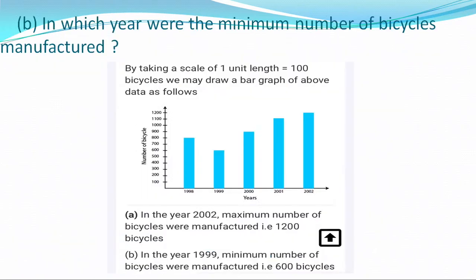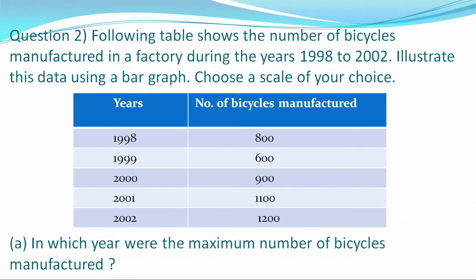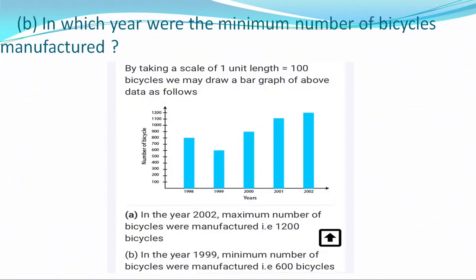And the next question is, in which year were the minimum number of bicycles manufactured? You can see we have drawn the graph of this with the help of a horizontal line and a vertical line. On the horizontal line, we have shown the years: 1998, 1999, 2000, 2001 and 2002. And on the vertical line, we have chosen the scale as 100, 200, 300, 400, 500, 600, 700, 800, 900, 1000, 1100 and 1200. And then we have drawn the corresponding bars with equal width, keeping in mind that the space between the bars is also uniform. It should not be different.